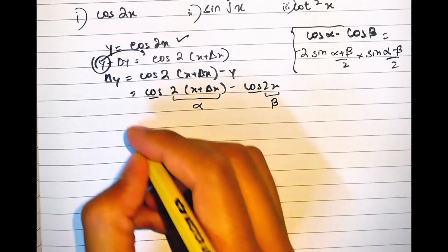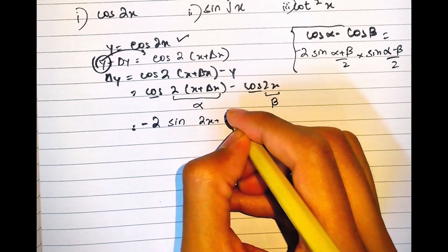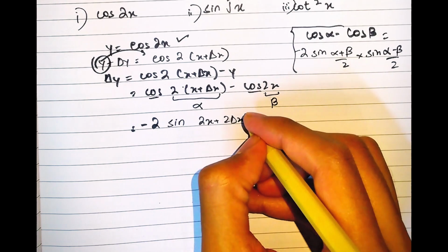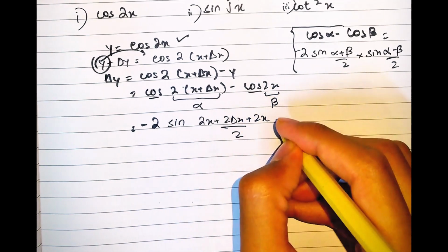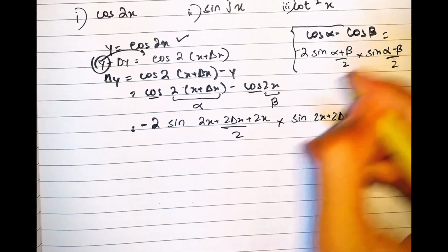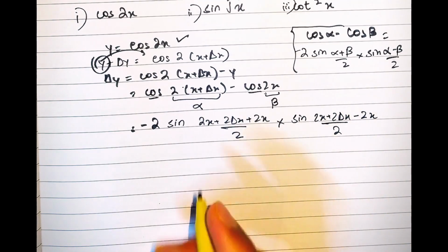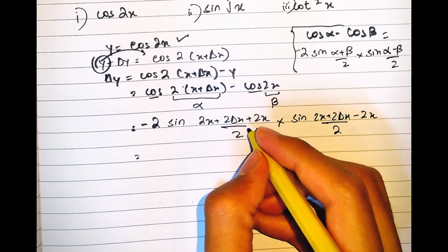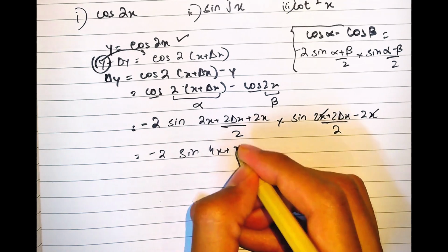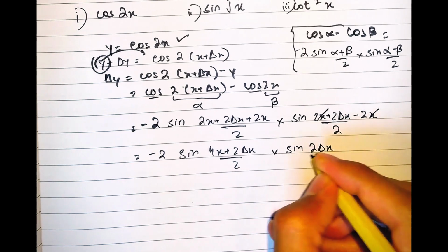So this would be my alpha, this would be my beta. I can write negative 2 sine, what is my alpha? It is 2x plus 2 delta x, plus beta, what is beta? 2x, plus 2x, divided by 2, multiplied by sine of alpha minus beta, which is 2x plus 2 delta x minus 2x, divided by 2. This would be 4x plus 2 delta x divided by 2, and this would be sine of 2 delta x divided by 2.